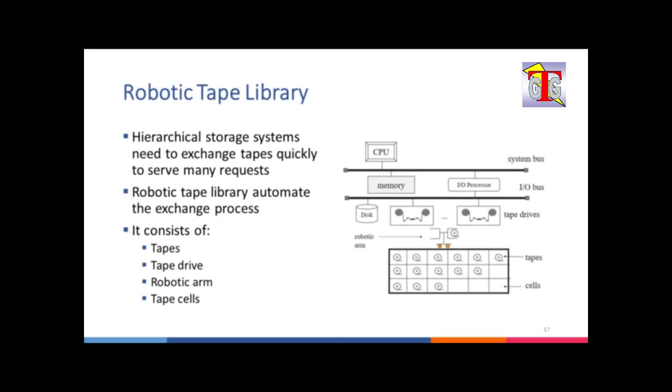The robotic tape library consists of the following components: tapes, tape drive, robotic arm, and tape cells. As in manual tape drives, the objects are stored on the tapes, and the tapes are loaded to the tape drives for accessing. The number of tape drives in the robotic tape library determines the access bandwidth of the library. The tapes are usually kept in the tape cells as shown in the adjacent figure. The number of tape cells in the robotic tape library determines the total storage capacity of the library. The robotic arm performs the exchange of tapes automatically.